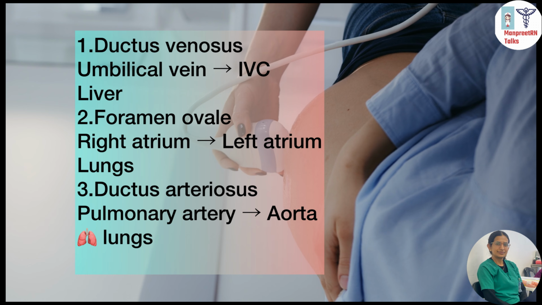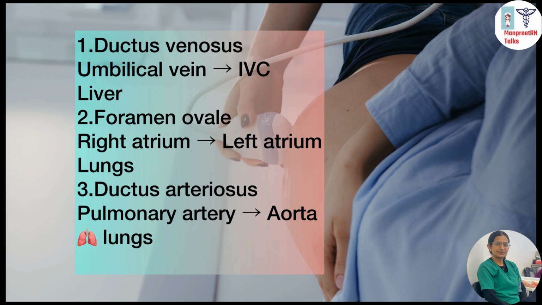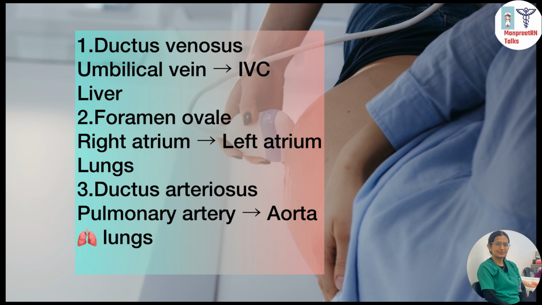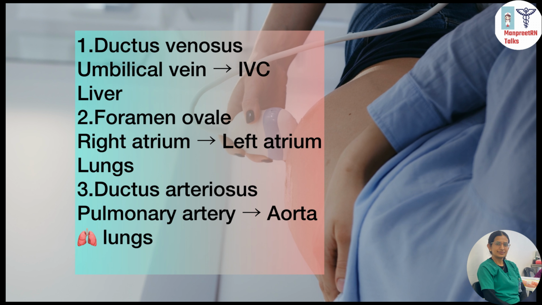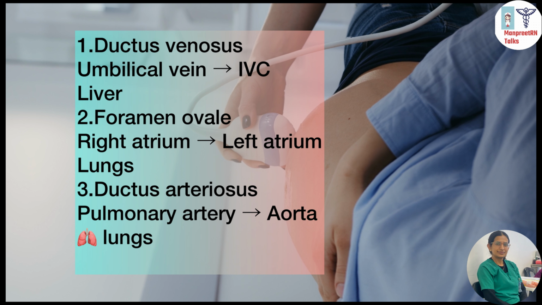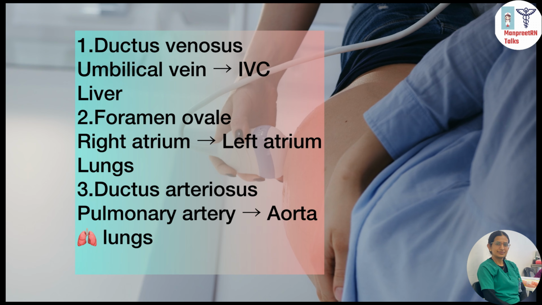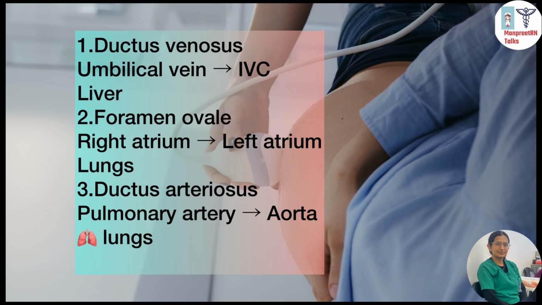The first is the ductus venosus. The function of the ductus venosus is to carry blood from the umbilical vein to the inferior vena cava, and it bypasses the liver. The ductus venosus contains 80% oxygen saturation in that blood. So it carries blood from the placenta to the fetus.